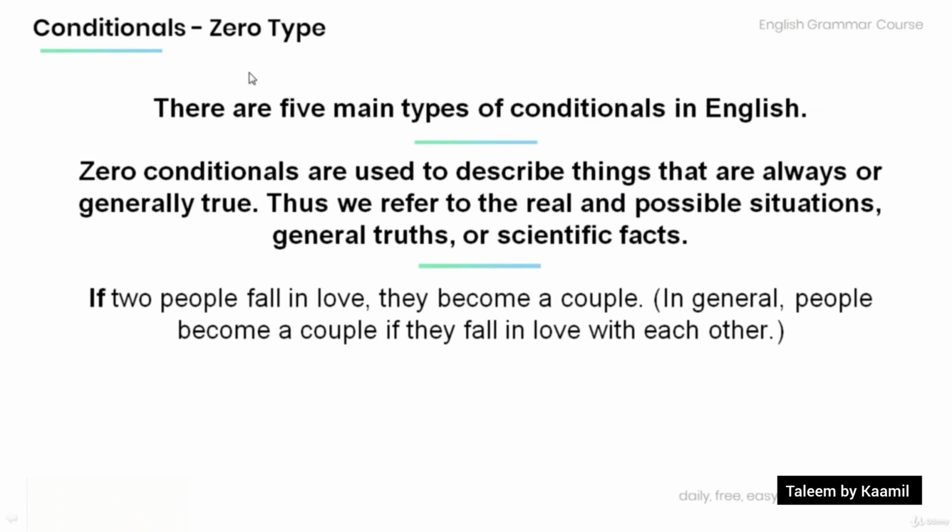Now there are 5 main types of conditionals in English, and amongst them are zero conditionals. Zero conditionals are used to describe things that are always or generally true. Thus, we refer to real and possible situations, general truths, or scientific facts. Have a look at the example below. If 2 people fall in love, they become a couple. Now, in general, people become a couple if they fall in love with each other.